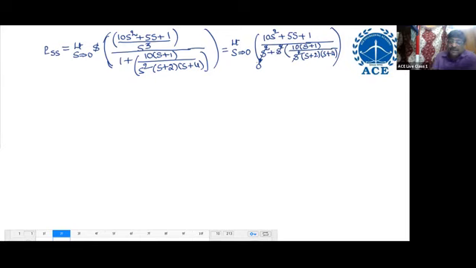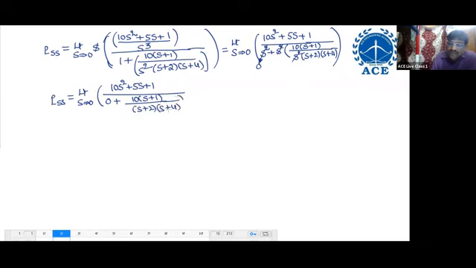As s tends to 0, what is the answer? The steady state error equals the limit as s tends to 0. What is left in the numerator? 10s squared plus 5s plus 1, divided by the denominator. What is left here? 0 plus 10 into s plus 1, divided by what is there here? s squared cancels, leaving (s plus 2) into (s plus 4).